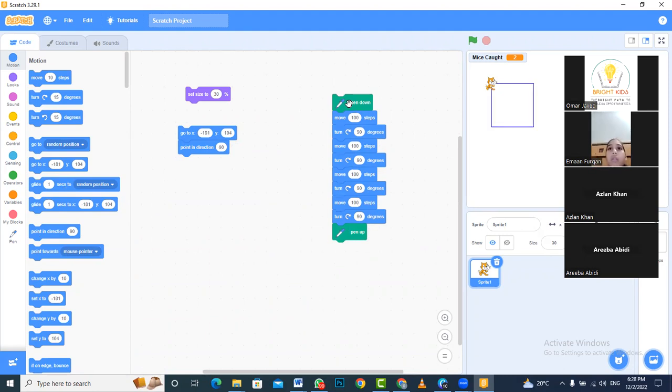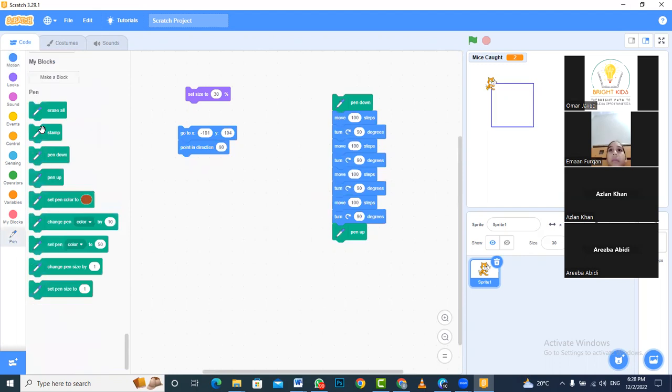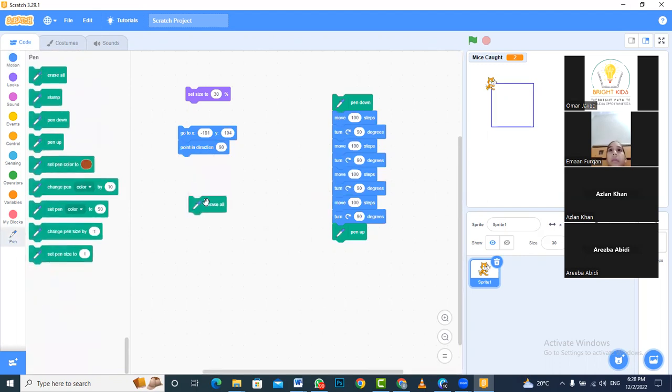It has drawn a square. But wasn't it very fast? It was very fast, right? Just so that you can understand how it did it, let me do that once again. See, I press this button, it draws a square, right? I press this button and it draws a square, but it is very fast.